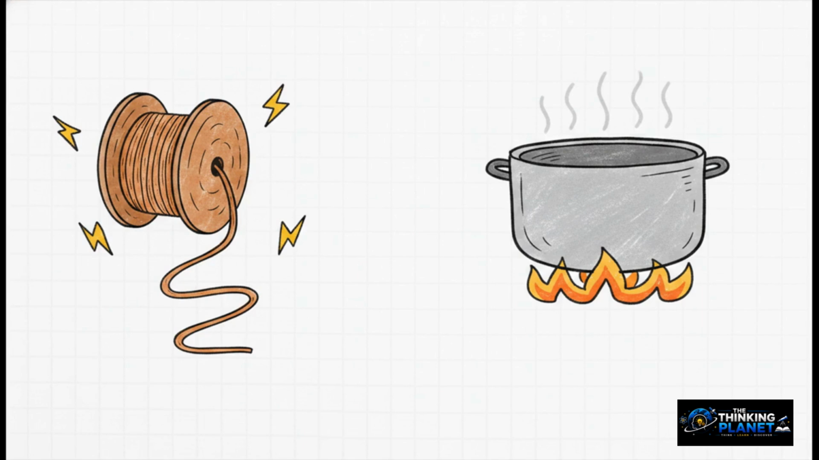And speaking of conducting, metals aren't just great at conducting electricity. They're amazing at conducting heat, too. That's exactly why we use metallic pots for cooking. They take the heat straight from the stove and move it right into your food.